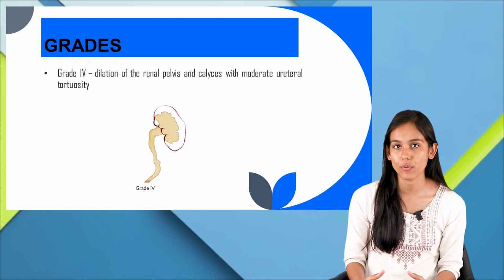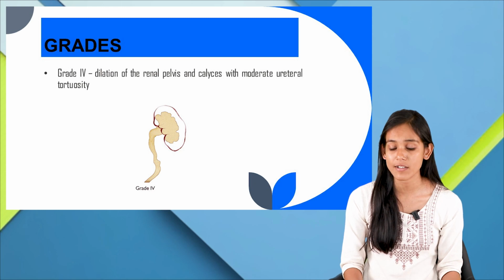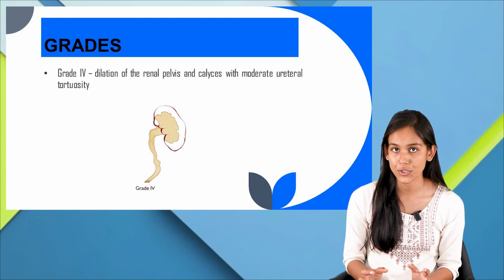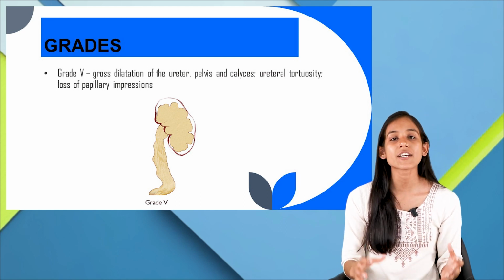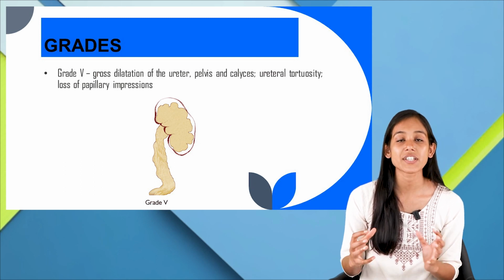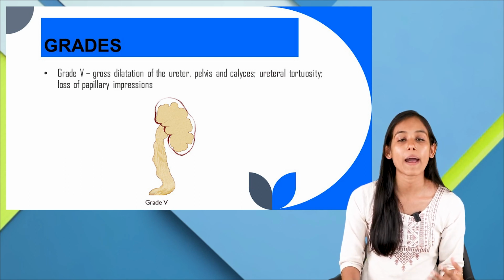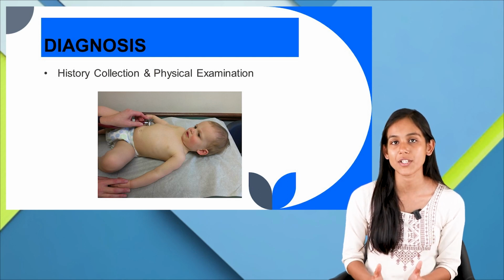And then there is grade 4. In grade 4, we can see dilatation of the renal pelvis and calyces with moderate ureteral tortuosity. And the last one is grade 5. Here we can see gross dilatation of the ureter, pelvis and calyces, ureteral tortuosity, loss of papillary impressions. So clearly from the grades you can understand that the higher the grade, the more severe the condition will be. Next, let us move on to the diagnostic evaluation of vesicoureteral reflux.